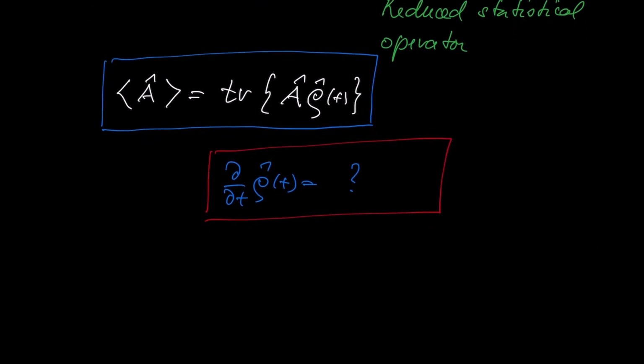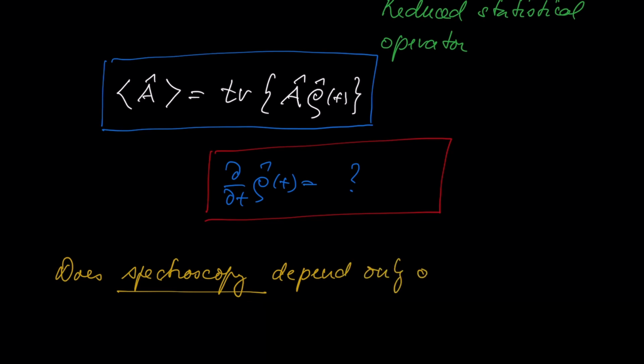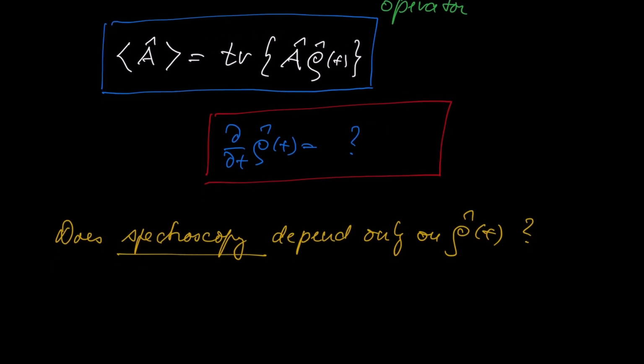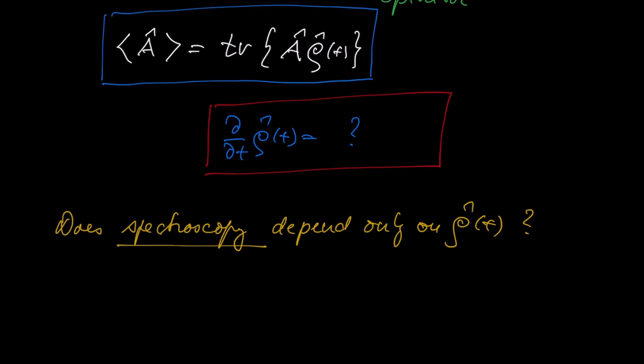And an equally important question will be, does the spectroscopic signal depend really only on the rho? I will write it in this sort of simplified way. Does spectroscopy depend only on rho? Would it not depend on the details of the bath? And the answer is twofold. First, in general, no.